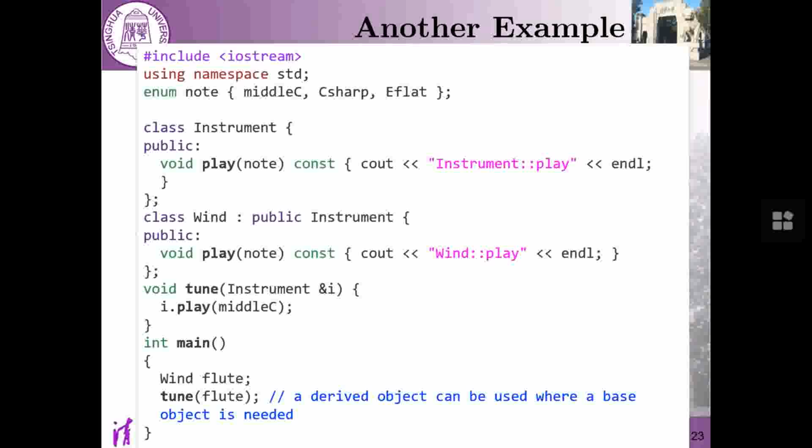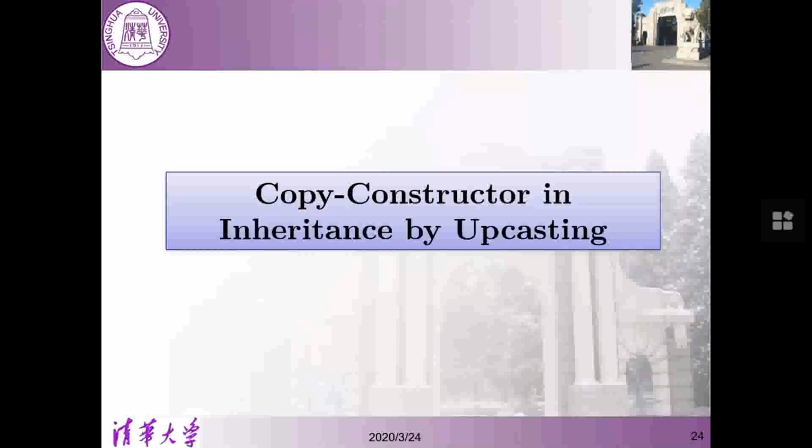Another example is this instrument. So we have a Wind, and we have this tune which takes an Instrument reference. Then we can upcast, right? We call this with a Wind object like this. We can upcast the Wind reference to an Instrument reference. So this is upcasting. It works for public inheritance. Okay, due to the time limit, we have to stop here. We will learn.